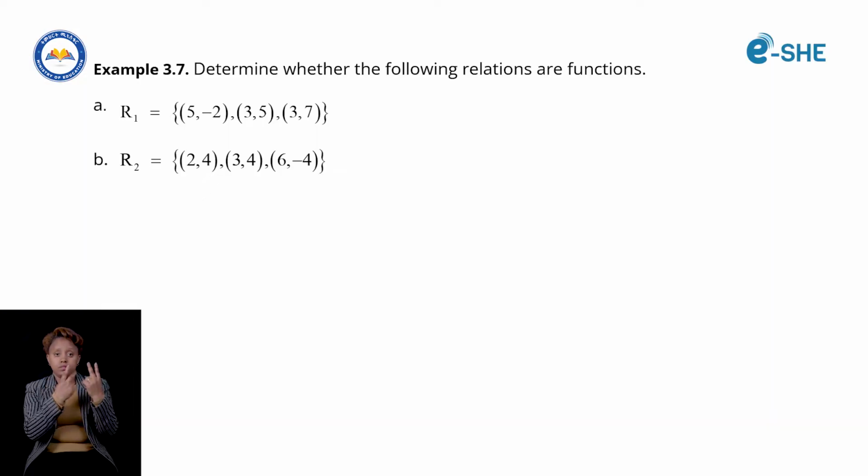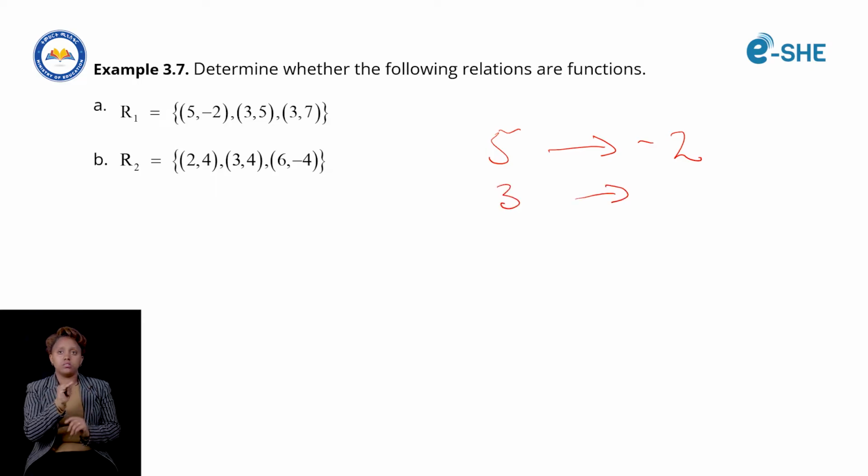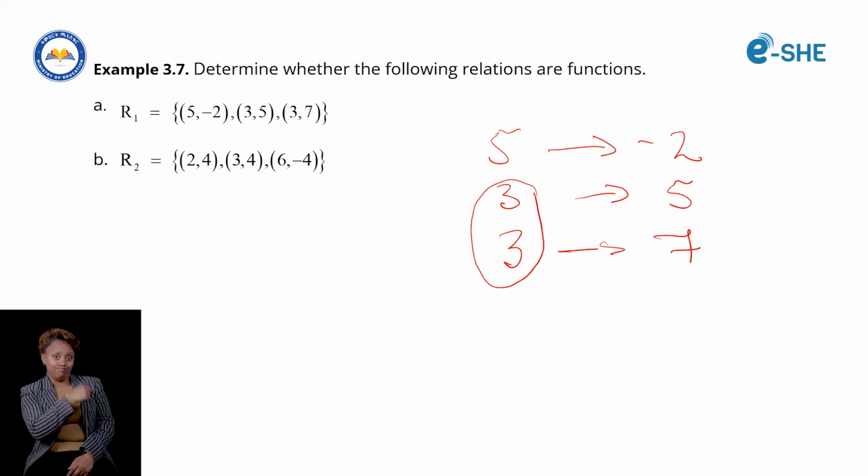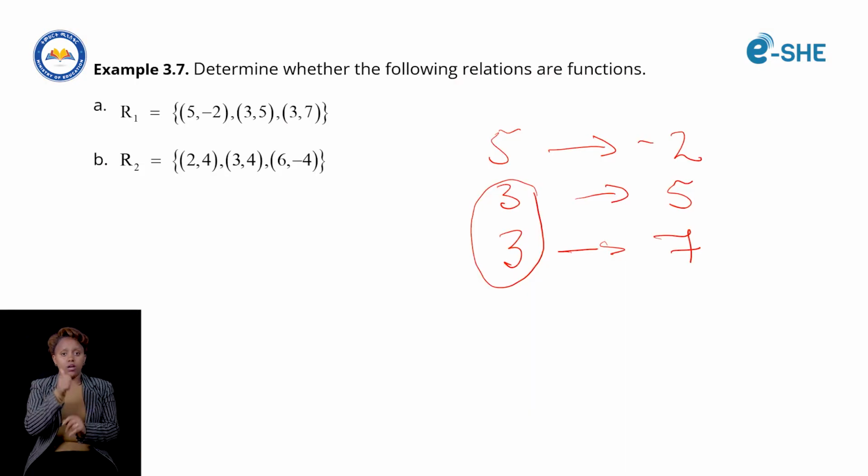Let's see these relations. In the first relation, 5 is mapped into -2, and 3 is mapped into 5, and 3 is again mapped into 7. You see, 3 is mapped into different elements of the range. From the previous definition, every element must be mapped into exactly one element in the range. Hence, the first one is not a function, though it is a relation.